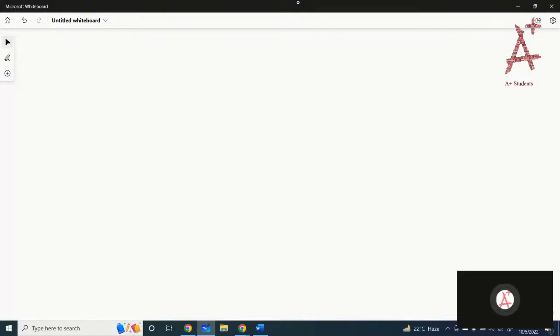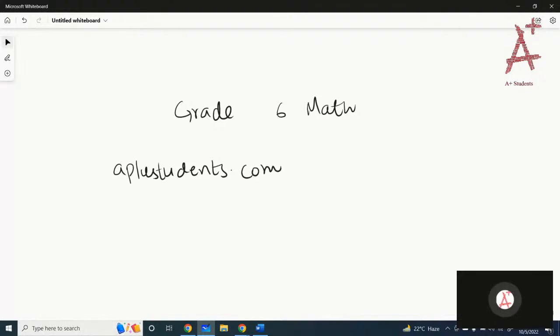So today we're going to start with grade 6 maths. You can find all the lessons on aplusstudents.com. You have to log in there using your email address and password as provided by the administrator. Then you have to select math from the subject tab.